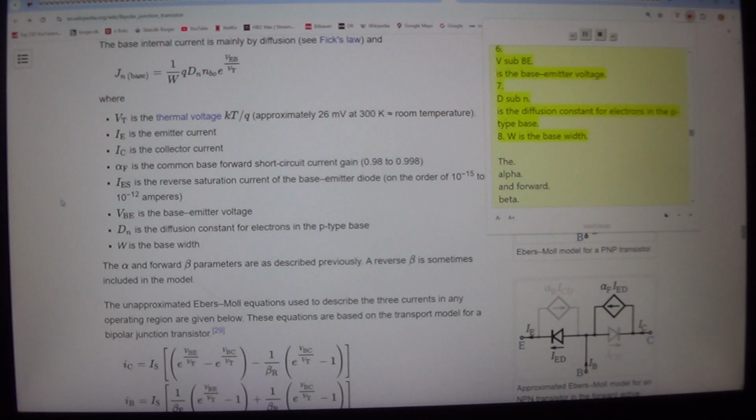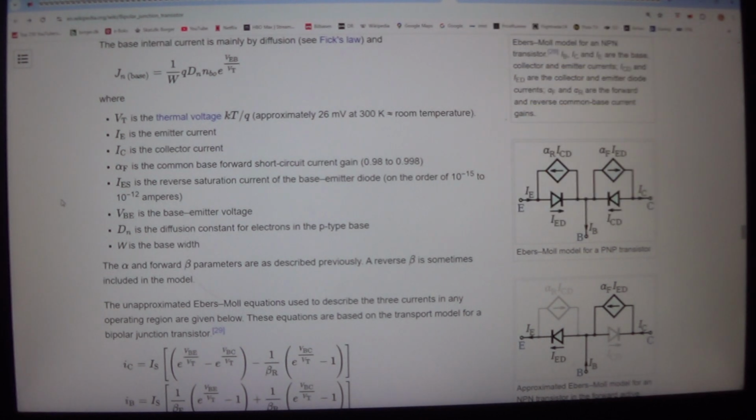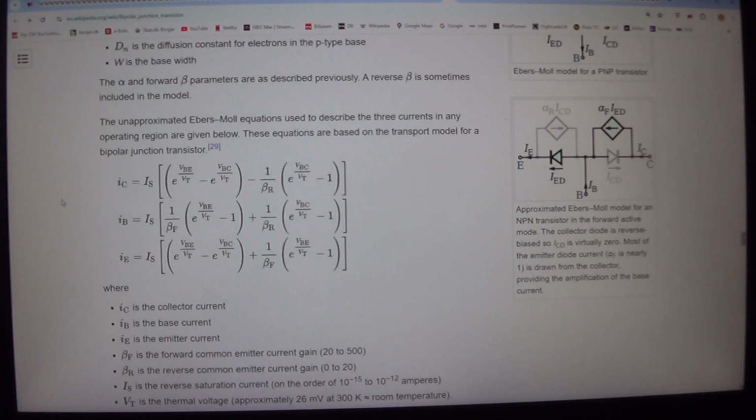2. I_E is the emitter current. 3. I_C is the collector current. 4. Alpha_F is the common base forward short circuit current gain, 0.98 to 0.998. 5. I_S is the reverse saturation current of the base emitter diode, on the order of 10 to 10 amperes. 6. V_B is the base emitter voltage. 7. D_n is the diffusion constant for electrons in the p-type base. 8. W is the base width.